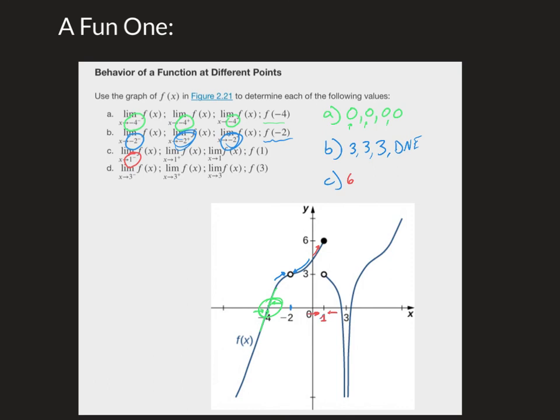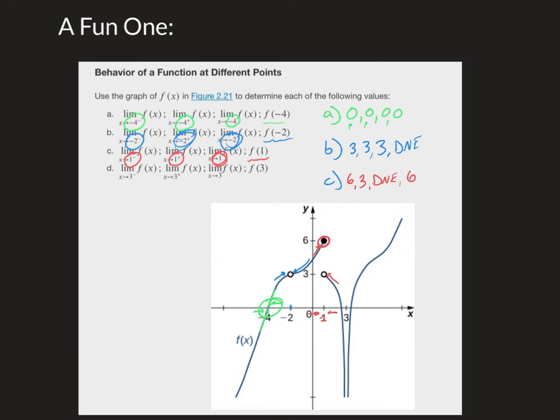+1 from the right, that's this one up here. +1 from the right, looks like we're approaching 3. The two-sided limit at +1, because we got different answers for the left and the right side, is DNE, the two-sided limit does not exist. But what is f of +1? Where's my filled-in circle? There it is. At exactly 1, we are up at exactly 6.